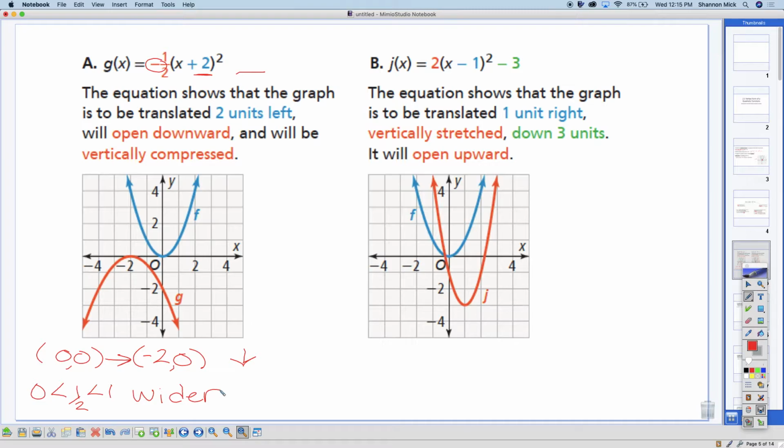So here's the parent function in blue. And in red, the vertex should be at -2, 0. Is it? Yes. And then is it wider than the first one? Yes. Not by a lot, but is it wider? Yeah. Now the other thing I didn't go over, is this a maximum or minimum? Maximum. So x equals -2 is a max.